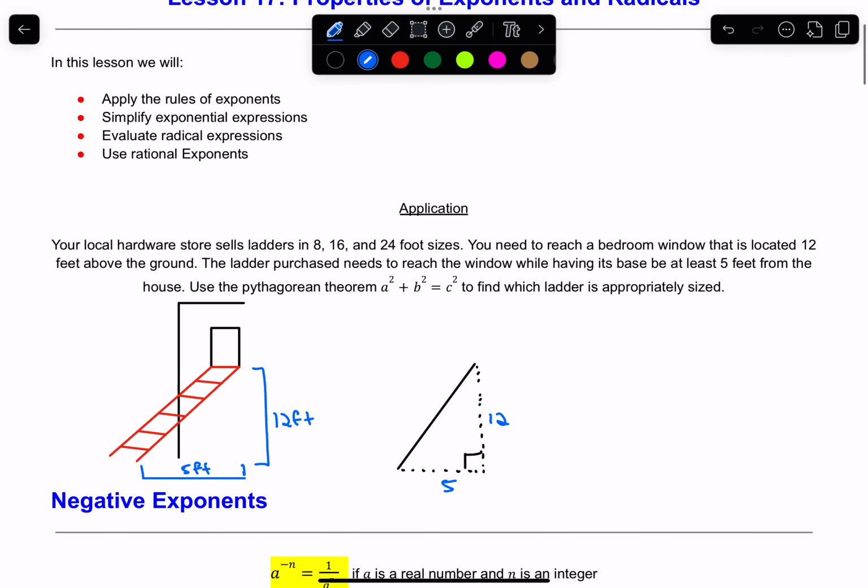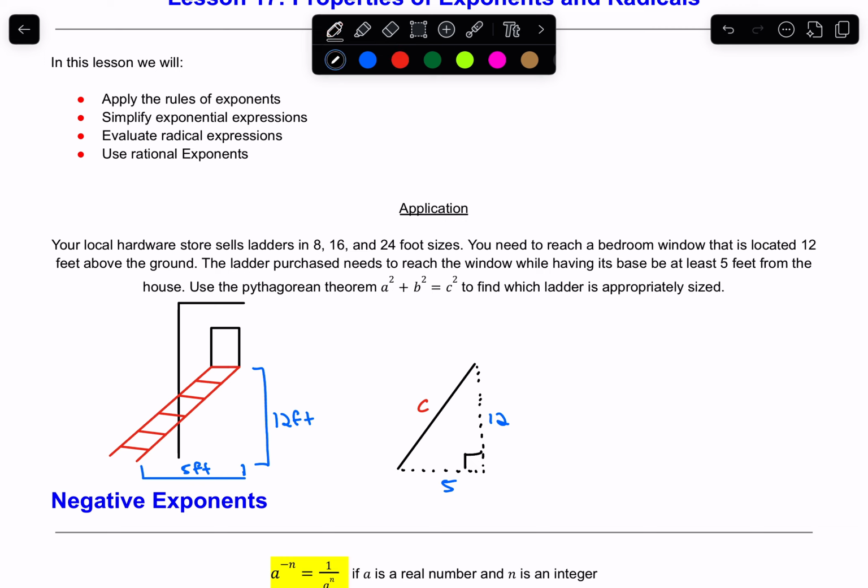We needed to solve one application down here at the end where we are trying to figure out what ladder is the appropriate size by solving this triangle for its hypotenuse. So remember, we have a 12-foot high window. The ladder needs to be 5 feet from the base of the wall. That created this triangle you see at the bottom of the screen. And we want to use the Pythagorean theorem, a squared plus b squared equals c squared, to figure out what the length of this ladder needs to be in order to appropriately reach the window. So we're trying to find this c right here.